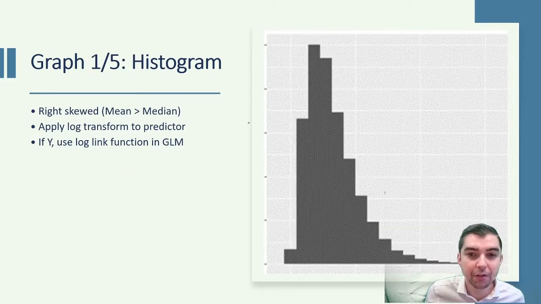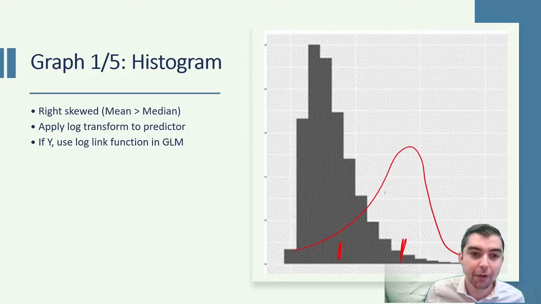What's more common is that you see a right skewed variable. This is where the mean would be higher than the median. If this was a predictor variable, you should apply a log transform to make it more symmetric like this. If this was a target variable, then you should use a log link function in the GLM.